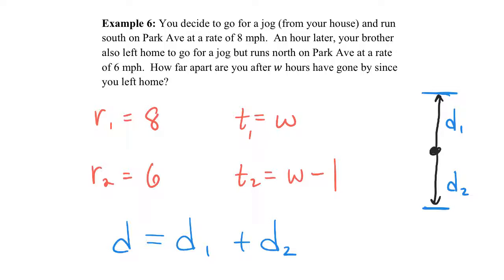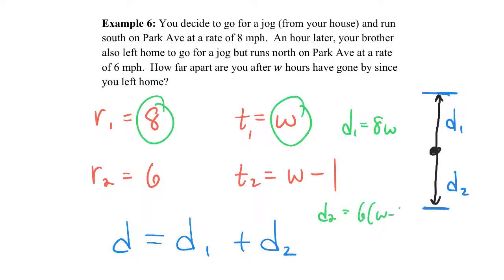What's D1 equal to? Give us a Sean. Is 8W because the rate times the time is equal to the distance. Very good. Rate, right here, times time, well done. And the second one, Sean? 6 times parentheses, W minus 1. Yes. Again, rate 2 times time 2 is the distance 2.